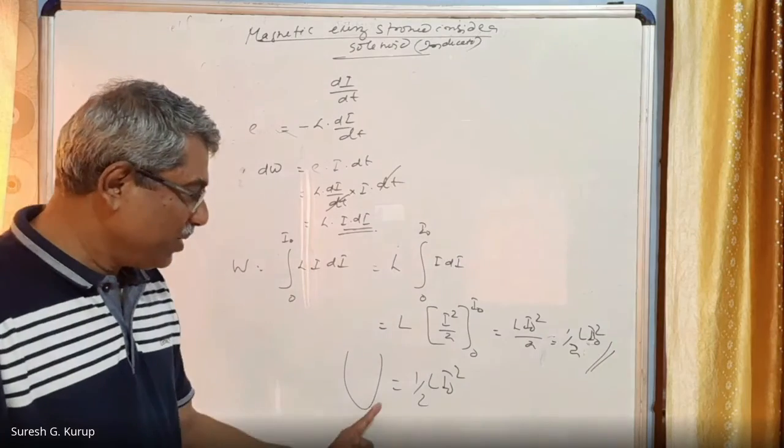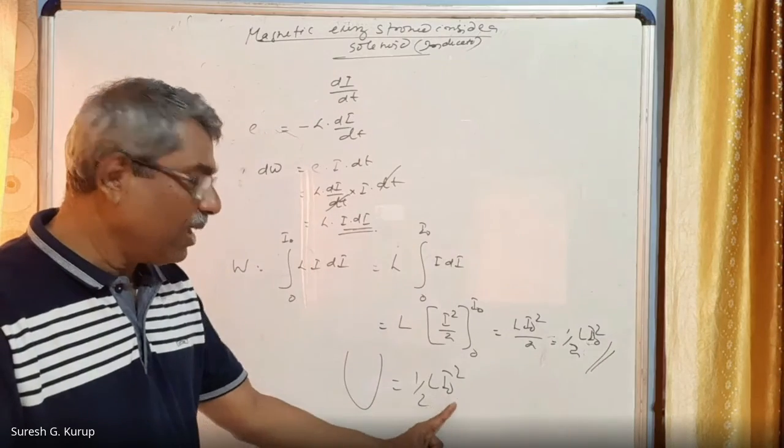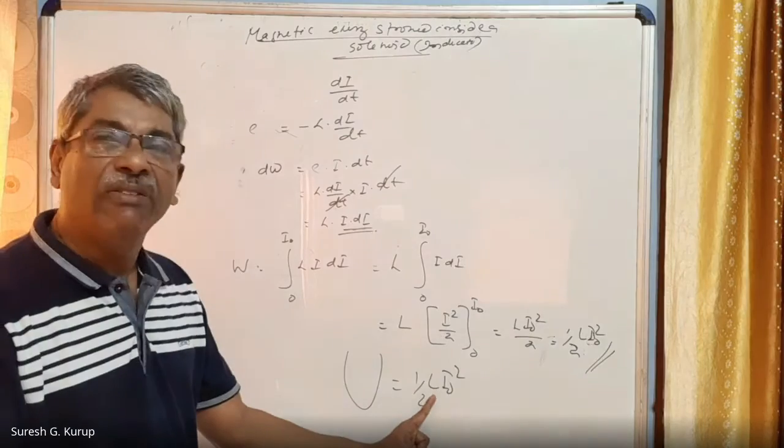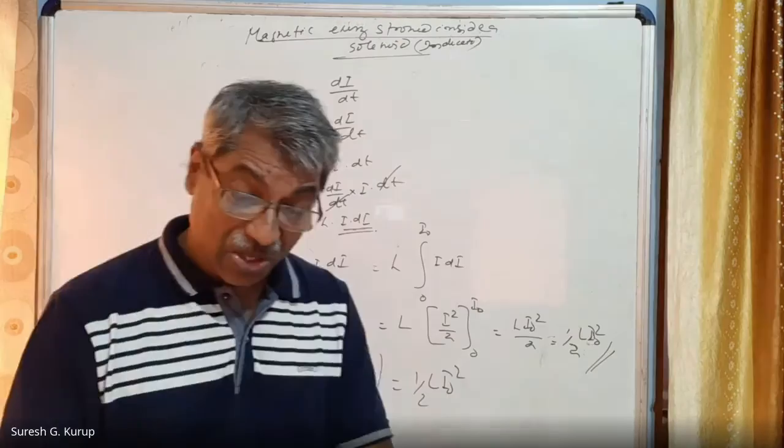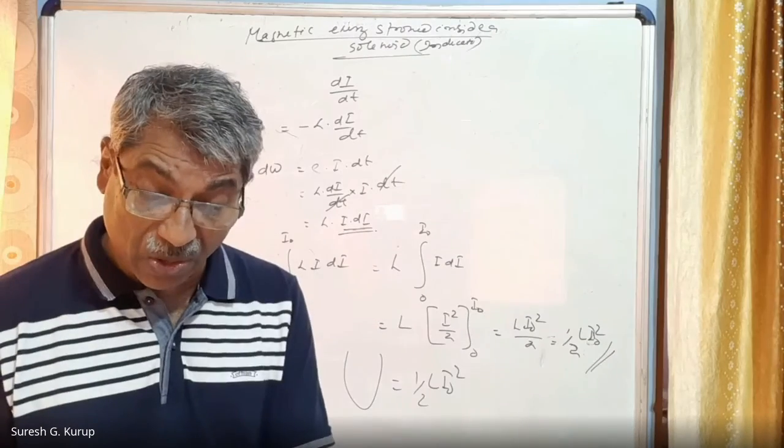Okay. So U is equal to half L I0 square. L is the self-inductance of the coil, and I0 is the current in the coil. So this is also another important topic I taught you.